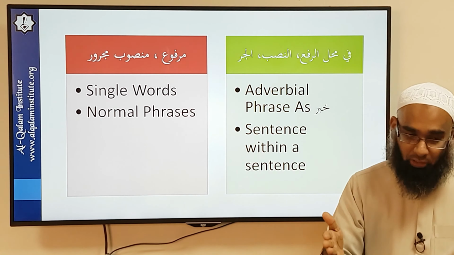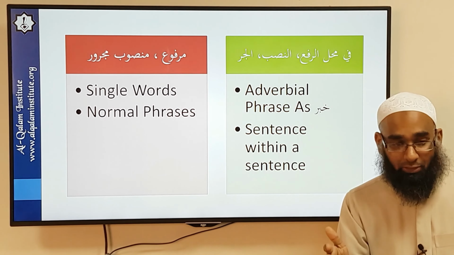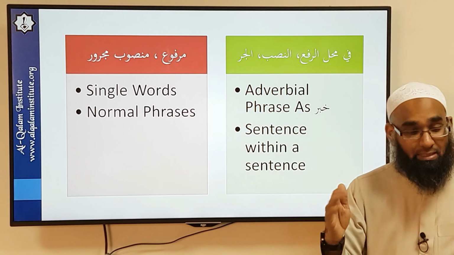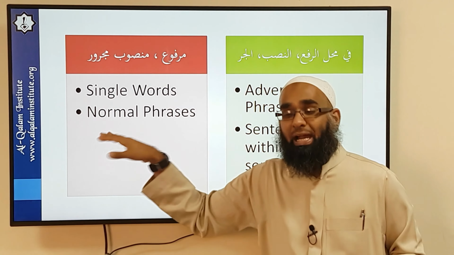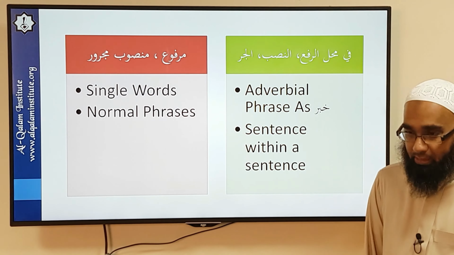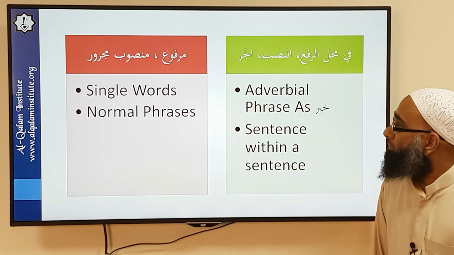If for example, we have a maf'ul, the sentence becomes maf'ul, but the sentence doesn't have a fatha on it. So we say what? The sentence is fi mahallin nasb. So fi mahallin means it's assumed to be in that slot. And these are ways that you can actually see them. Does that make sense? Yeah.